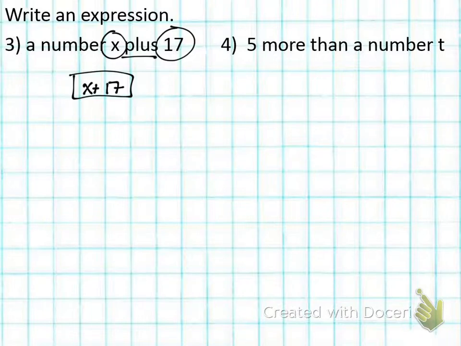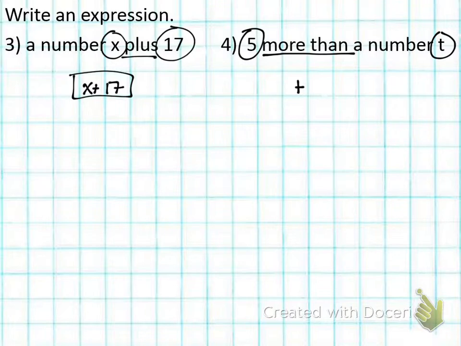It says 5 more than a number t, so we're going to circle these two. More than, just like the problem number 1 where it said less than, we have to think backwards. We can use the plus sign, but 5 more than t isn't really like 5 plus t like this. It's really supposed to be reversed.